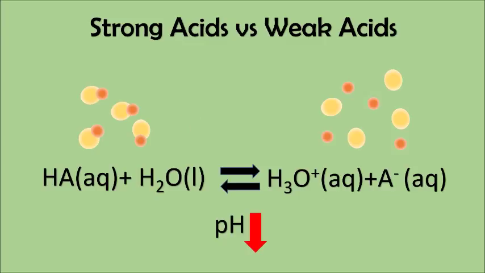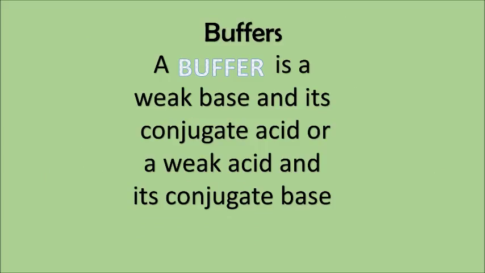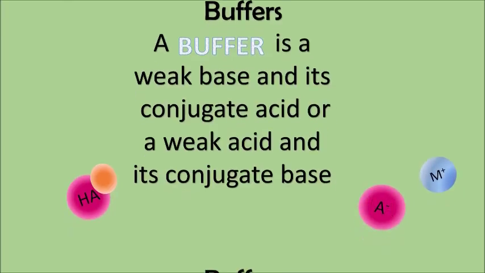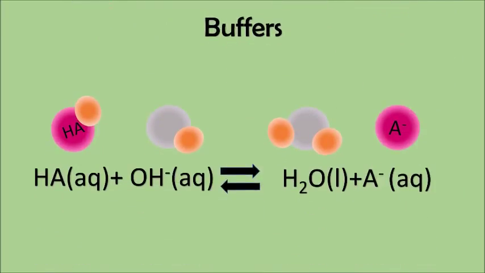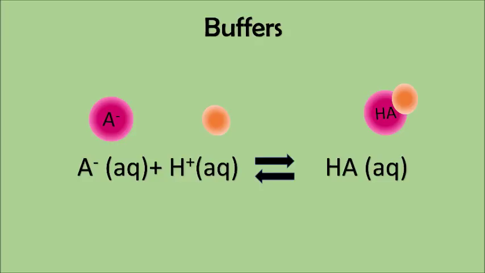In order to minimize pH changes caused by shifting equilibria, a buffer can be used. A buffer is a weak base and its conjugate acid, or for our purposes, a weak acid and its conjugate base, which is usually added as a salt, which will dissociate in solution. A buffer reduces pH change because the weak acid can react to neutralize the addition of base, and the conjugate base can react to neutralize the addition of acid.